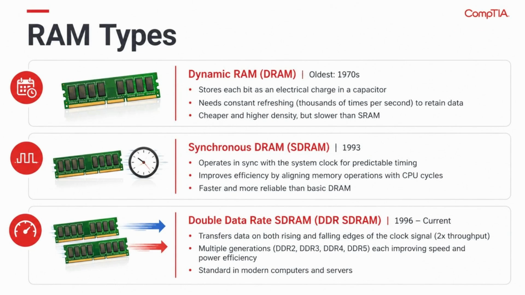To summarize the evolution, dynamic RAM is the oldest, simplest form. Synchronous DRAM, introduced in 1993, brought predictability by syncing with the clock. Since 1996, DDR-SDRAM has been the standard, continuously improving speed and power efficiency across generations like DDR4 and DDR5.